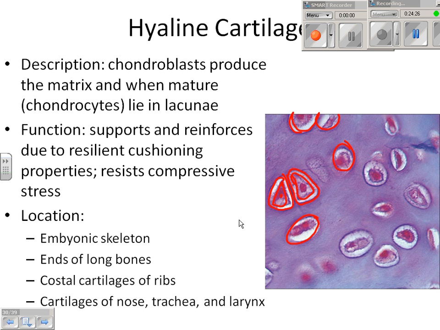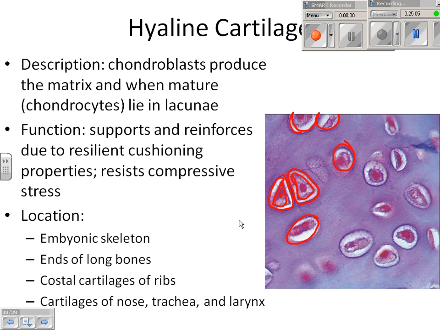Where do you find it? Remember, it is the most abundant. Your whole entire embryonic skeleton starts out as hyaline cartilage. Ever wondered why a baby is so flexible? It's because not all of their bone has ossified. Some of it is still hyaline cartilage. So it is the pre-embryonic skeleton, or pre-human skeleton. So the embryonic skeleton is actually hyaline cartilage. You also find hyaline cartilage at the ends of long bones. It's sort of a cushioning where bones connect. The costal cartilage of your ribs, so your rib cage actually connects to your sternum with a little cartilage, and it's hyaline.